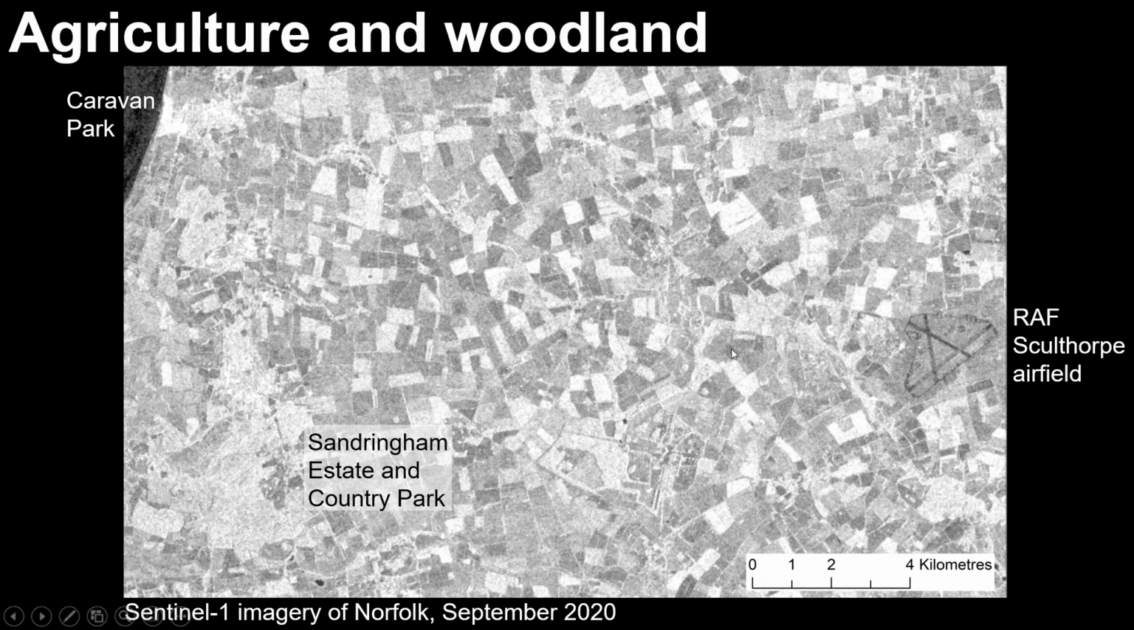So you can use this to look for change, for detecting coastlines, for example. There's actually a lot that you can do with the radar data, even though it's less familiar to us.